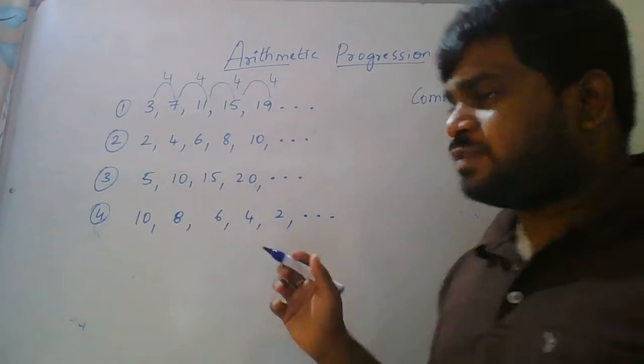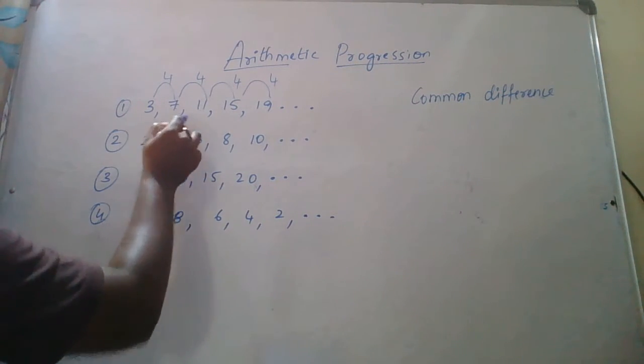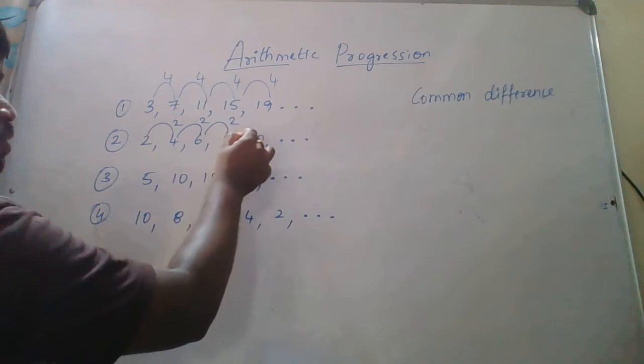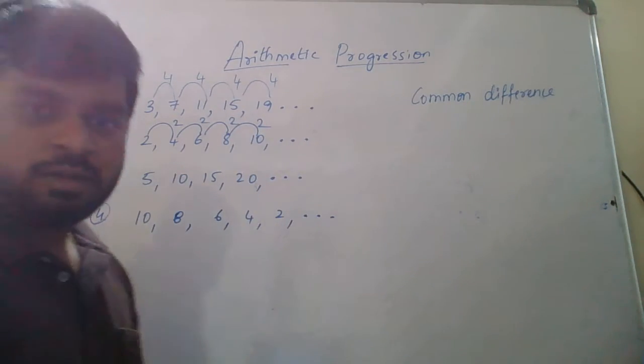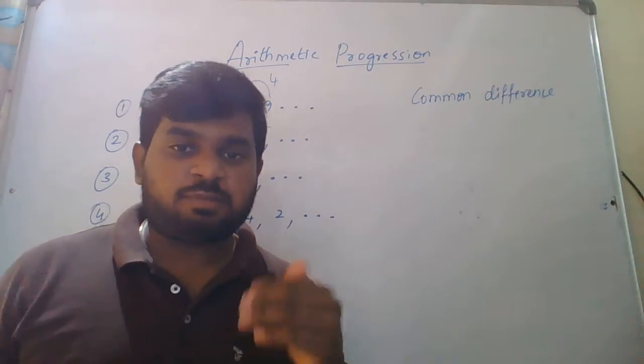Observe the second one. Same pattern. 4 minus 2, 2. 6 minus 4, 2. 8 minus 6, 2. 10 minus 8, 2. You're getting the same answer. Therefore, such kinds of sequences are known as AP, arithmetic progression.